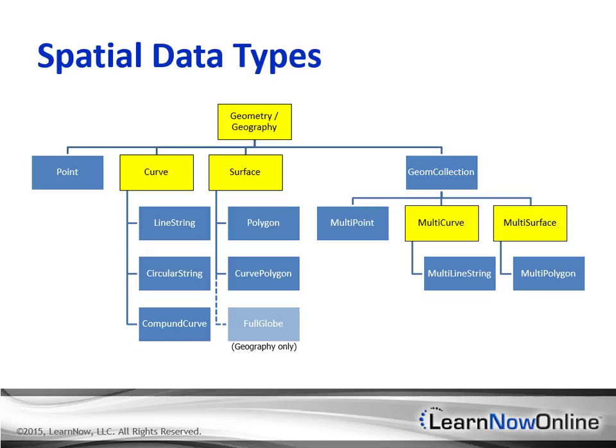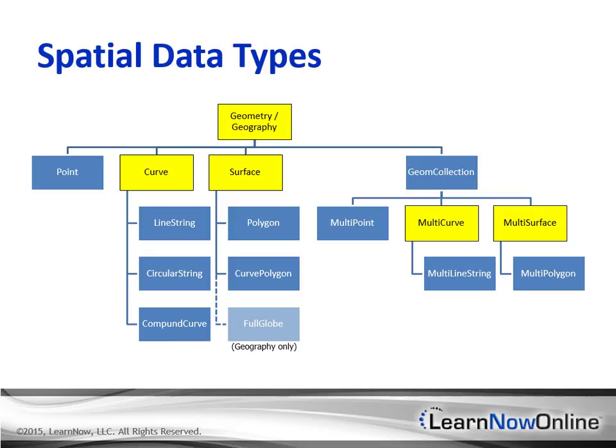The only difference between geometry and geography object hierarchies is that in geography, there's a full globe object, and that represents the complete surface of the Earth. And you can see that in the lower center part of the figure. This is in a lighter color and dashed line because it's not part of the geometry object hierarchy.